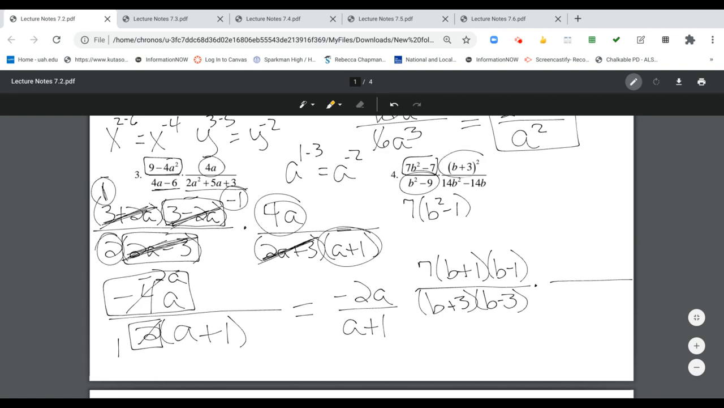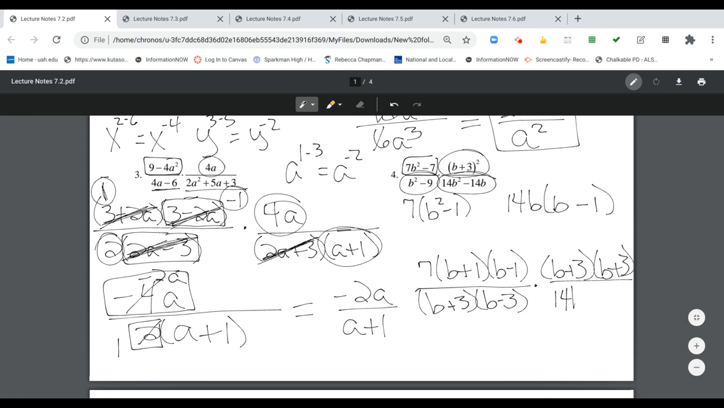Second numerator, I don't need to factor it. I just write down b plus 3 twice. That's what it means to square it. And then I have to factor, so that's 14b squared minus... I'm sorry, I take that back. I did not factor that correctly. I did not take out my common factor b. So I take out a 14b, which leaves me with b minus 1.